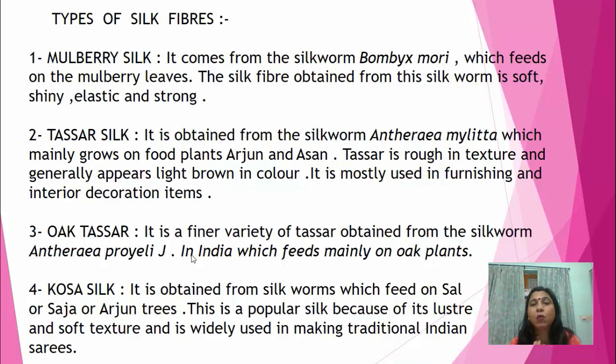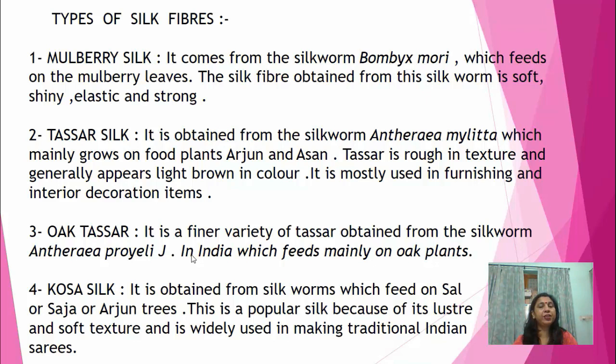This Bombyx mori feeds on the mulberry leaves, and the silk fiber obtained from this silkworm is very soft, it is shiny, it is elastic and strong. The second variety of silk fiber is the tussar silk, and it is obtained from the silkworm Antheraea mylitta, which mainly grows on the food plants, that is Arjun and Asan.